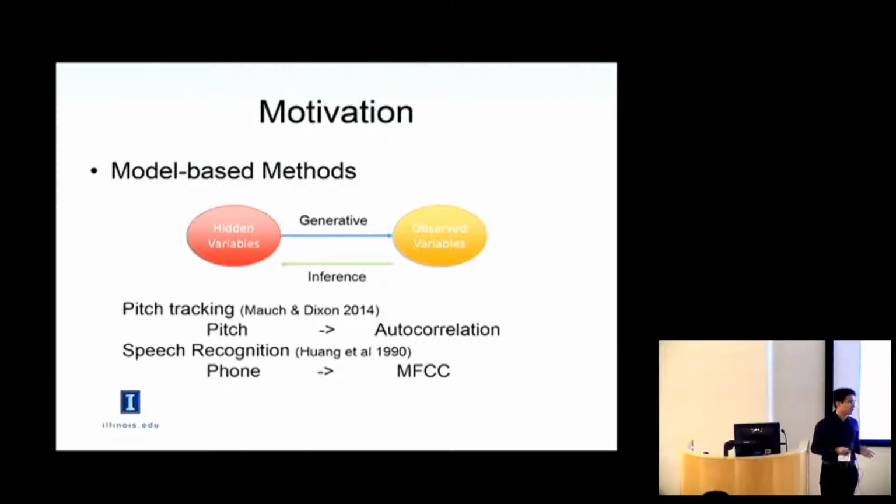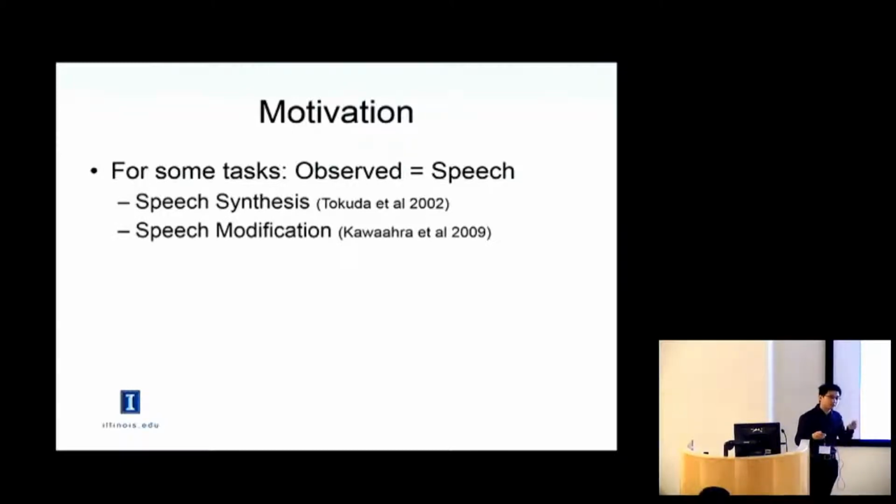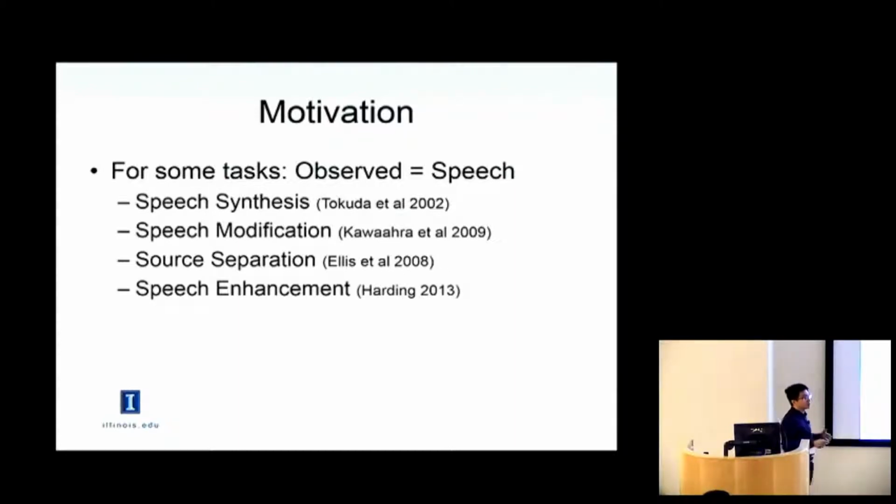However, in some other tasks, our observed variable is actually the speech waveform as a whole. For example, speech synthesis, where you want to generate the speech itself. Speech modification, where you want to take the speech, modify some part of it, and it still sounds natural. Source separation, where you hear a mixture of speech and try to separate them. Finally, speech enhancement, where you observe the speech in a noisy environment and try to recover the clean speech. So in these tasks, the observed variable is the speech or mixture of speech itself, and the hidden variable is often what we are interested in reconstructing the speech from.